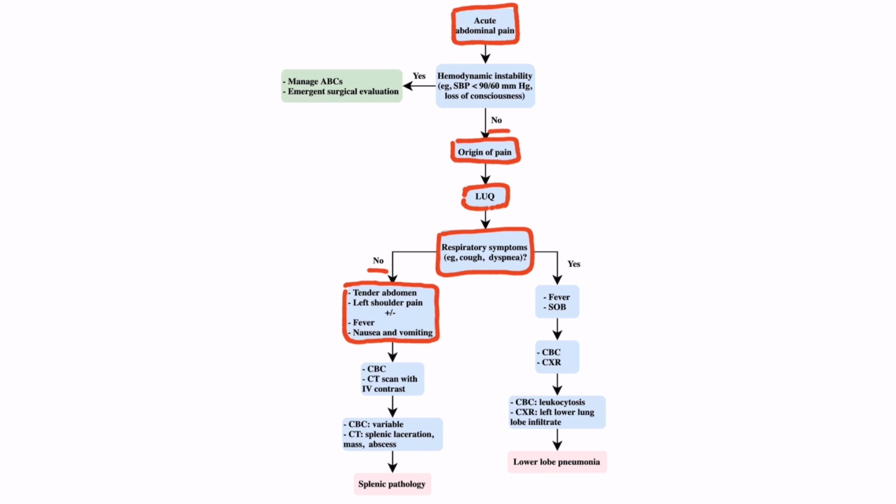Further workup with CBC and imaging like a CT scan with IV contrast are important in order to arrive at the possibility of a splenic pathology. CBC may be variable, but a CT scan can view evidence of splenic laceration, mass, or abscess well.